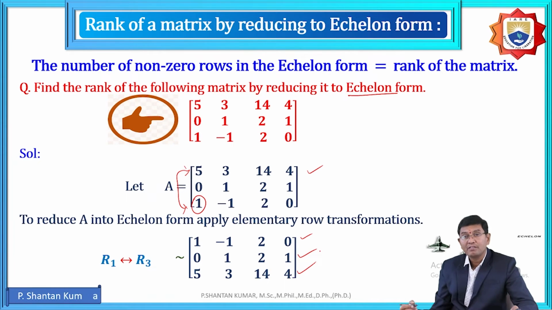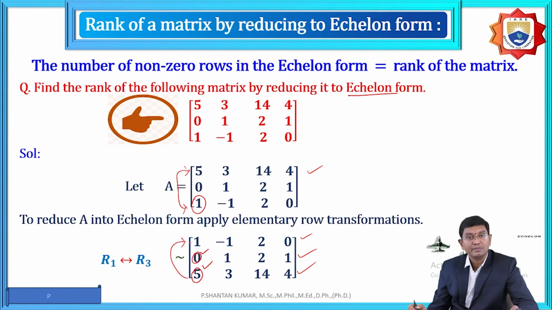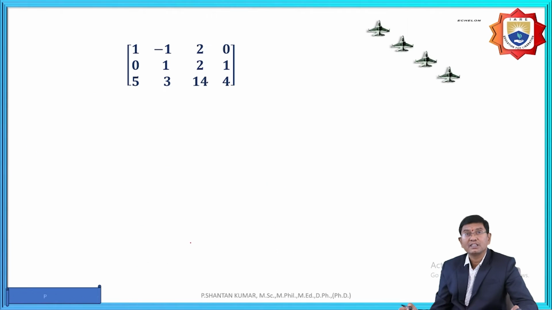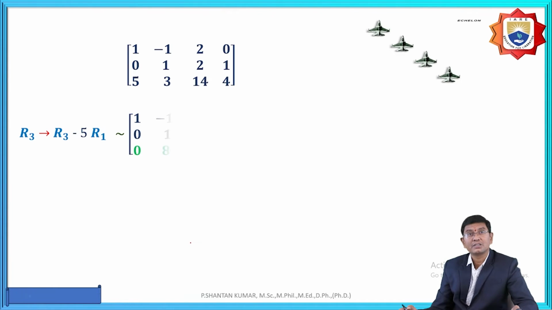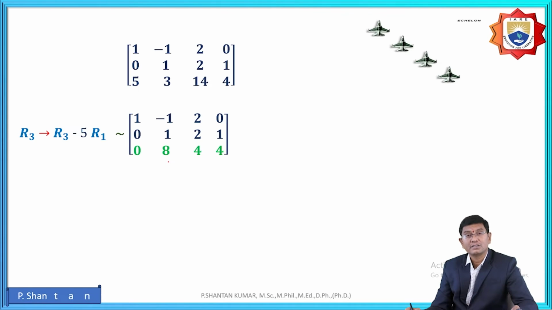Now further, we need to remember that the number of zeros before the non-zero number should be in decreasing order going up. Based upon that, below the 1 value it should be 0, which already exists. Now we make the 5 equal to 0 with the help of the 1 value. Therefore, applying R3 minus 5 R1, we obtain the reduced matrix: the first row is no change and the second row is also no change. The third row will be 0, 8, 4, 4.